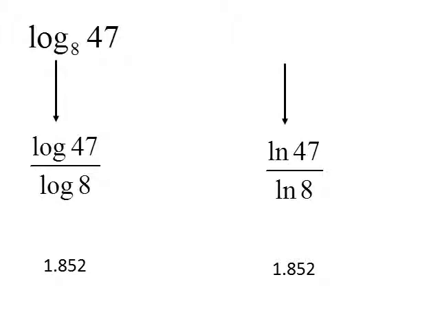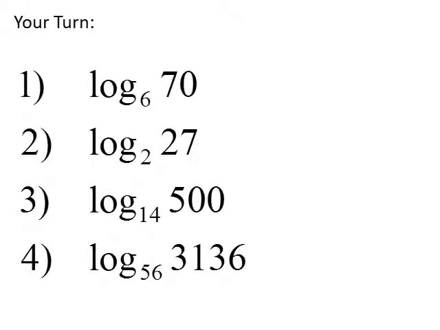So I can evaluate logs without having to directly use any base. I can just use base 10 or base e, i.e. natural log, all the time. Number 1 would be log of 70 divided by log 6. Number 2, I would do log 27 divided by log 2. Number 3, I would do log 500 divided by log 14. And number 4, I would do log 3136 divided by log 56. And all those are going to give me the answers for these without having to directly plug in the base into the calculator.